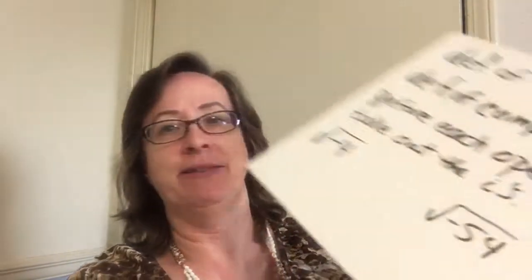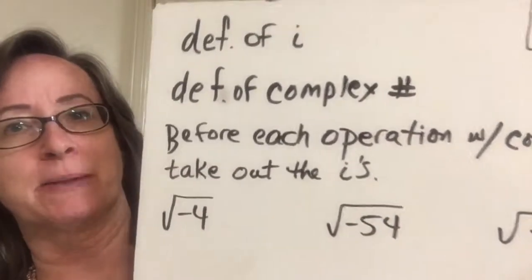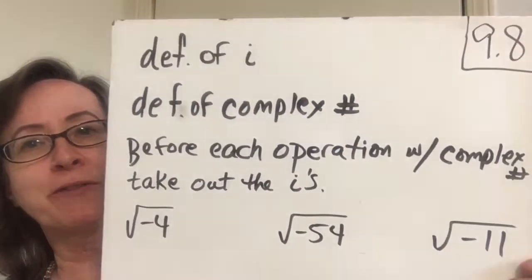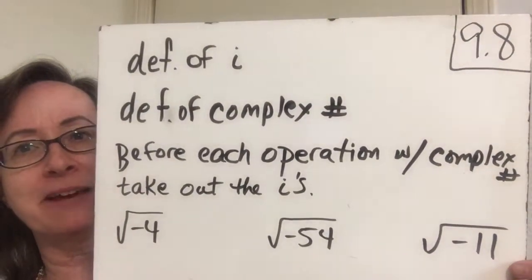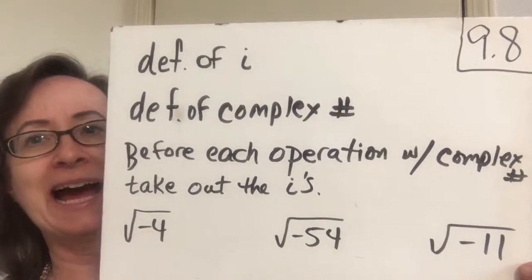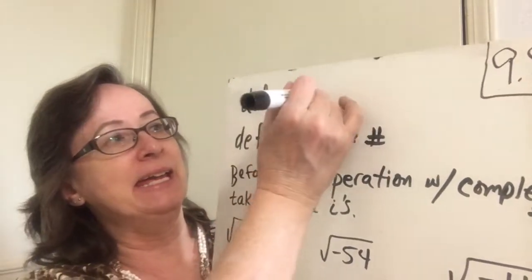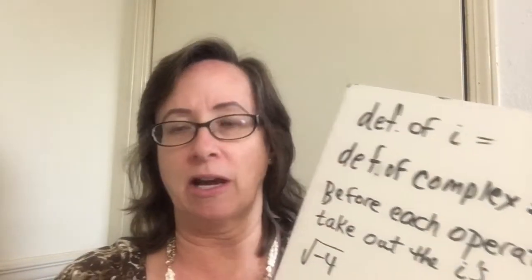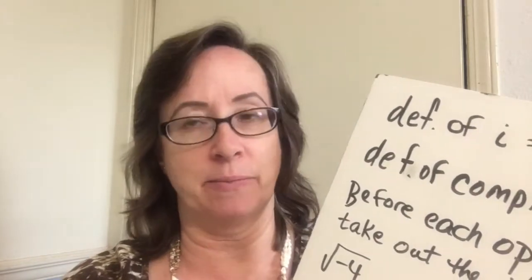And 9.8 is talking about complex numbers. And I found a little bit bigger board, so maybe this will help us a little bit. Maybe it's too big. All right, so the first thing we're going to do is talk about the definition of i. And i is the imaginary unit. So we are starting to talk about complex numbers.